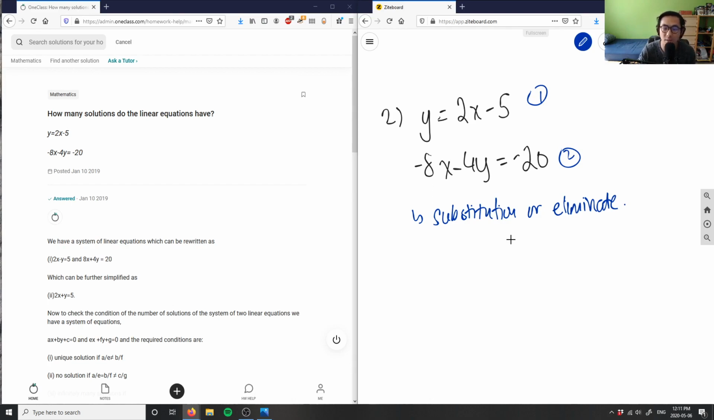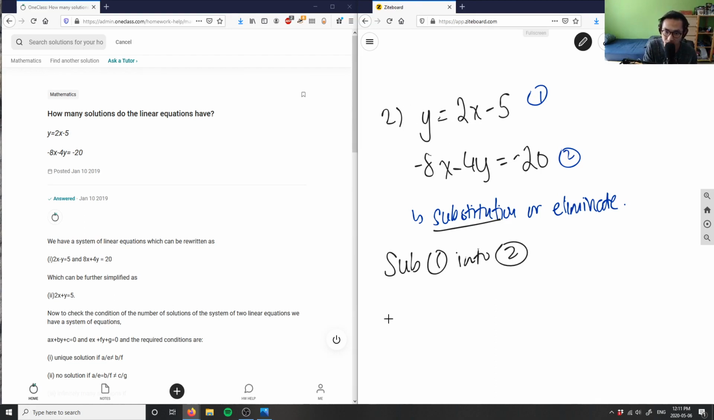So in this case I said I'm going to use substitution, right? I'm going to substitute equation 1 into equation 2. Why I choose 1 instead of 2 is because in equation 1 I'm already isolating y. My y is already left alone here. I don't have to use algebra to manipulate this equation to isolate something. So basically, I'm going to sub y from 1 into 2 here.